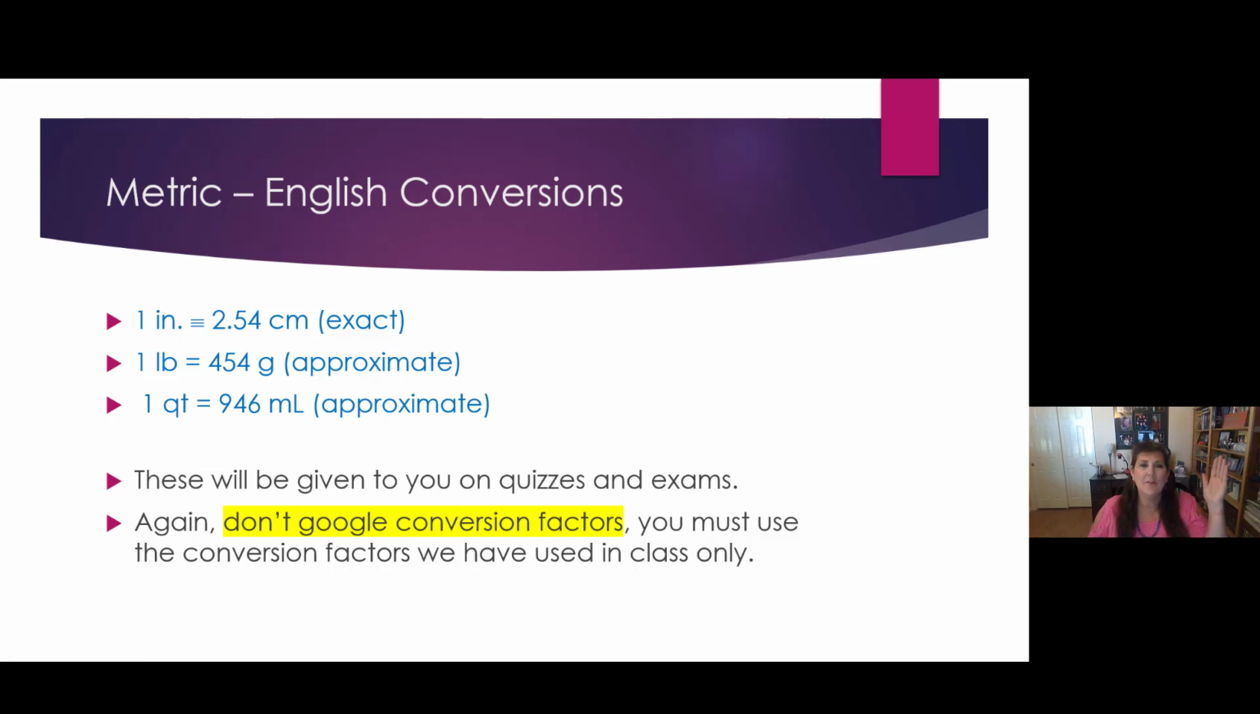Hello, Chem 130 students. We are here for our third video in Chapter 3. We have learned how to do metric conversions in the metric system. We have learned how to do English conversions using the English system. Now we need to learn how to go between the two because we need to communicate with people in other countries. So I have a good story about this.